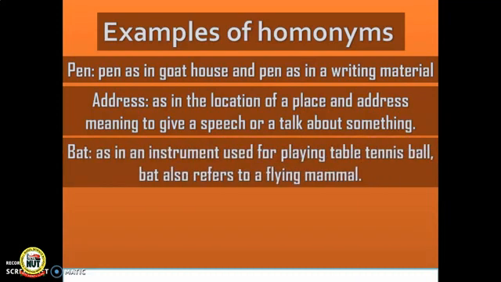Then bat. We've seen this word bat. The first thing that comes to your mind is, oh, it flies. Yes, it is. Aside from being the animal that flies, it could also mean an instrument. Bat as in an instrument used for playing table tennis. You know what you use for playing table tennis, right, in school? Now that instrument is called what? A bat. And you also have bat as a flying mammal.